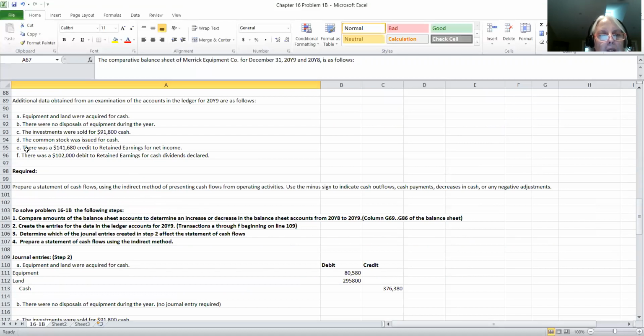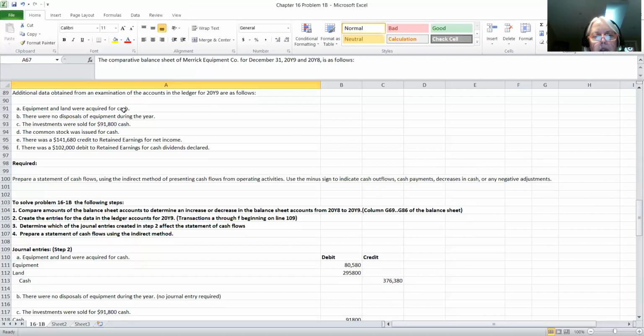You have to recreate these journal entries. The whole purpose of that is we need to know how much cash was affected so that we can prepare our statement of cash flows. Again, we're not there yet, so we're trying to get the information ready so that we can put it into the statement of cash flows. So we had some additional information that affected our ledger accounts. The first transaction, we had equipment and land that we bought for cash.